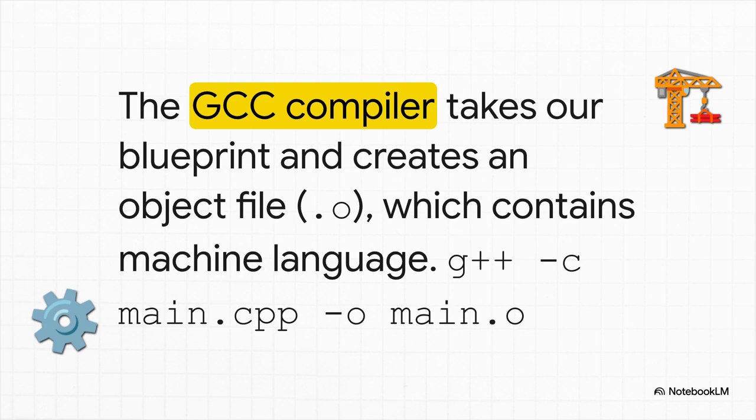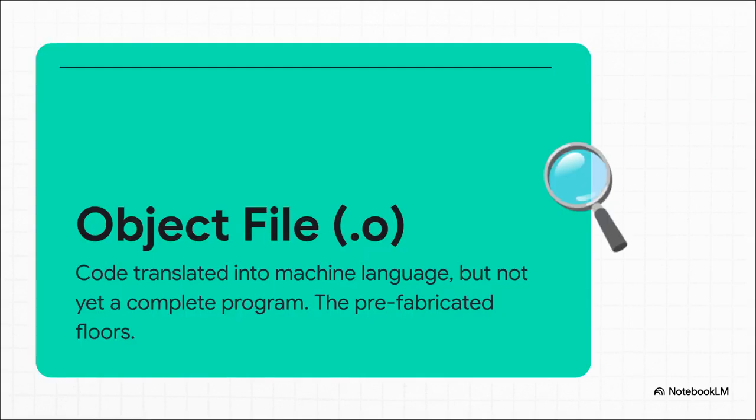Okay, time to bring in the pros. Our construction company, GCC. We give it this one command and watch closely. Boom. A totally new file just appeared, main.o. The construction has officially started. So what in the world is this main.o file? Well, it's what we call an object file. Our text blueprint has been translated into the raw language the computer's processor actually understands. But, and this is a big but, it's not a complete program yet.